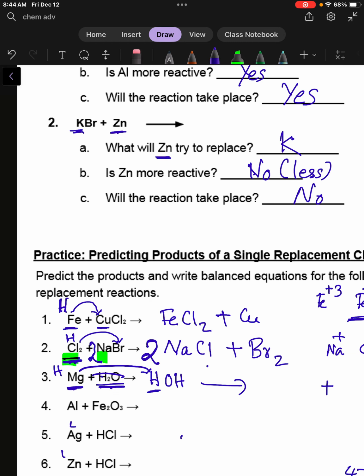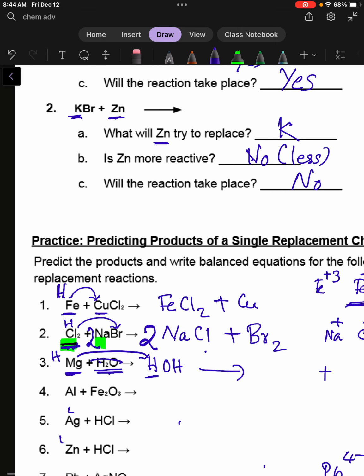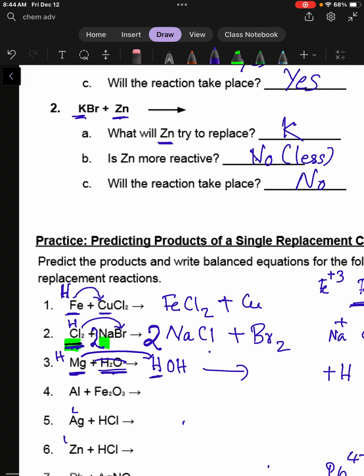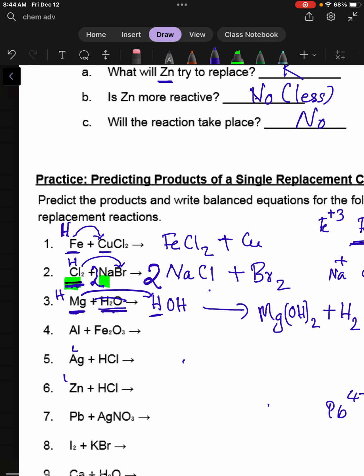So hydrogen is out. We know that hydrogen is diatomic. I will write hydrogen what? H2. And magnesium, since it has a charge of 2 and hydroxide has a charge of 1, we need how many hydroxide? 2. So Mg(OH) twice. Okay, let's do the next one.